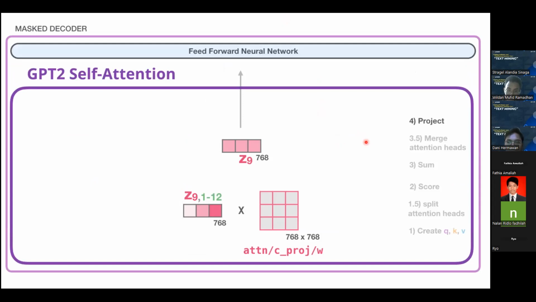Then linearly transform the result of multi-headed attention into an output vector, and pass it to the point-wise feed-forward network.